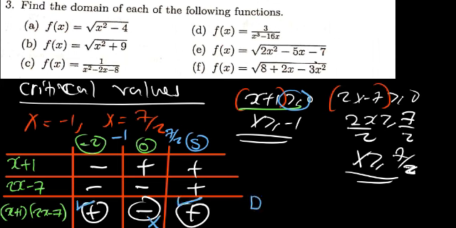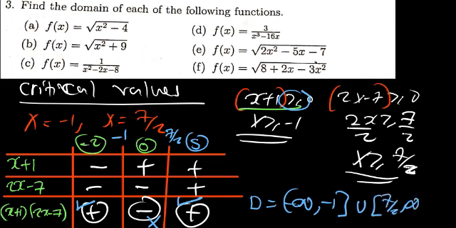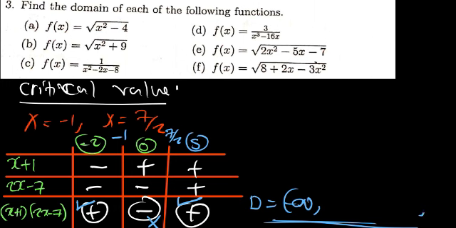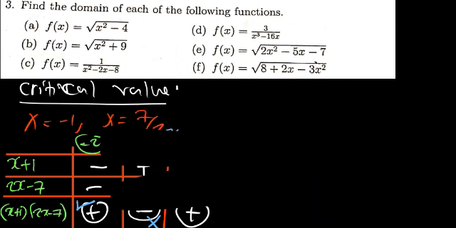So the domain is starting from negative infinity to -1, union, but -1 is included because it is greater than or equal to, union, again starting from 7 over 2 all the way to positive infinity. That's my domain. You do the same for part F. Try to do part F. Type the answer in the comment section. I'll be able to check it out and I'll tell you if the answer is correct.